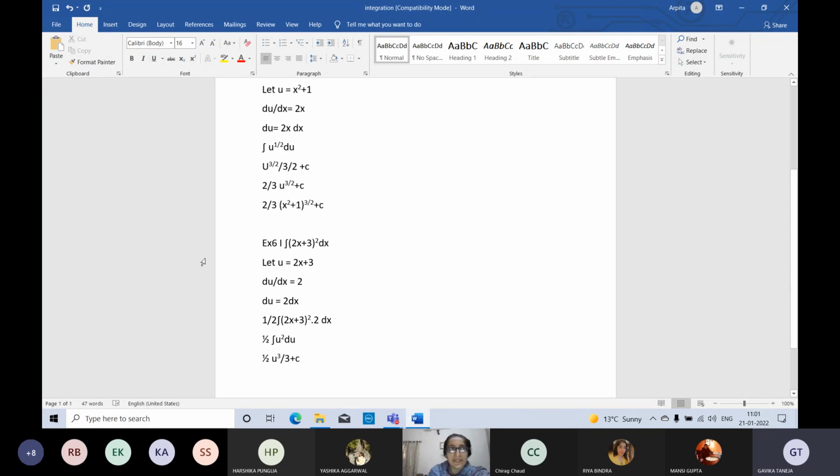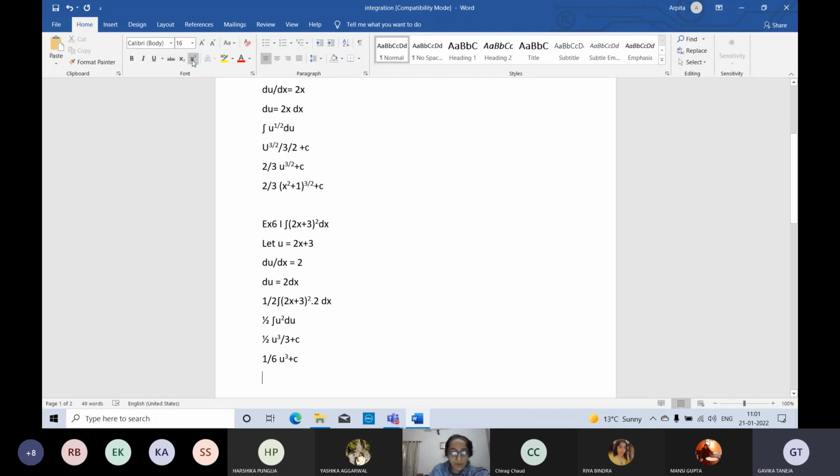Which also means 1 upon 6, 1 upon 6 u cube plus c. Now what am I going to do? So my answer has to be, please remember, my answer has to be in x.